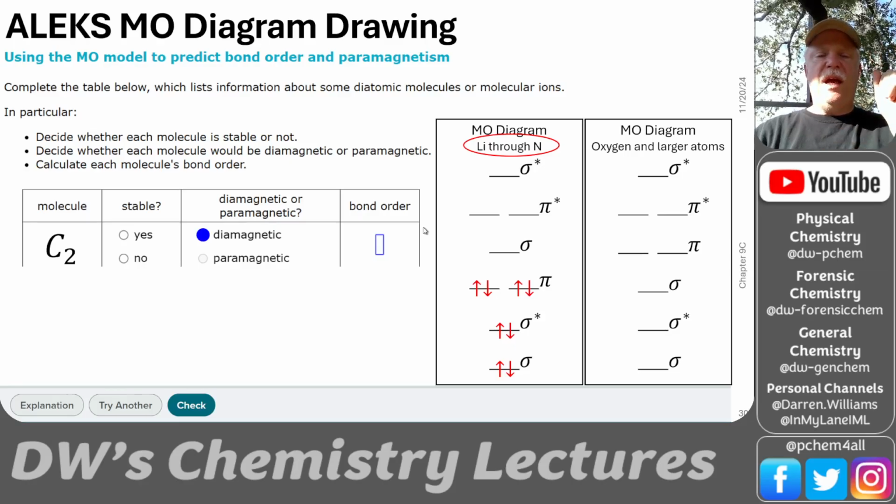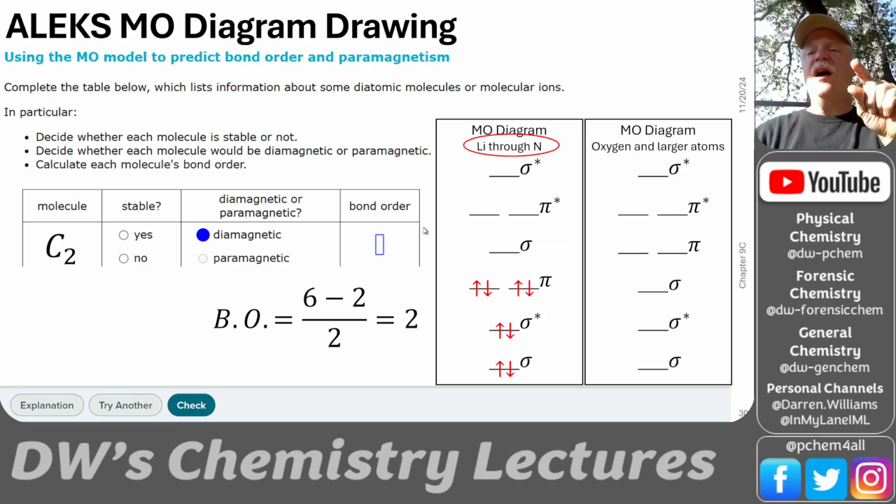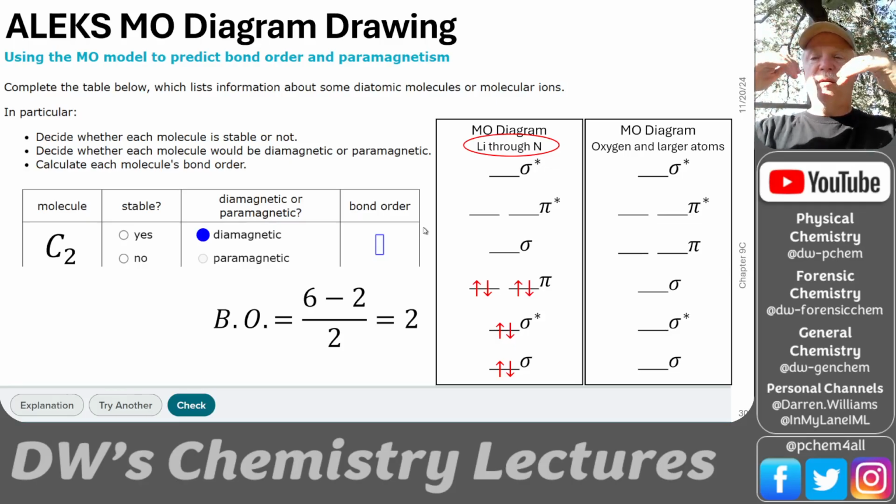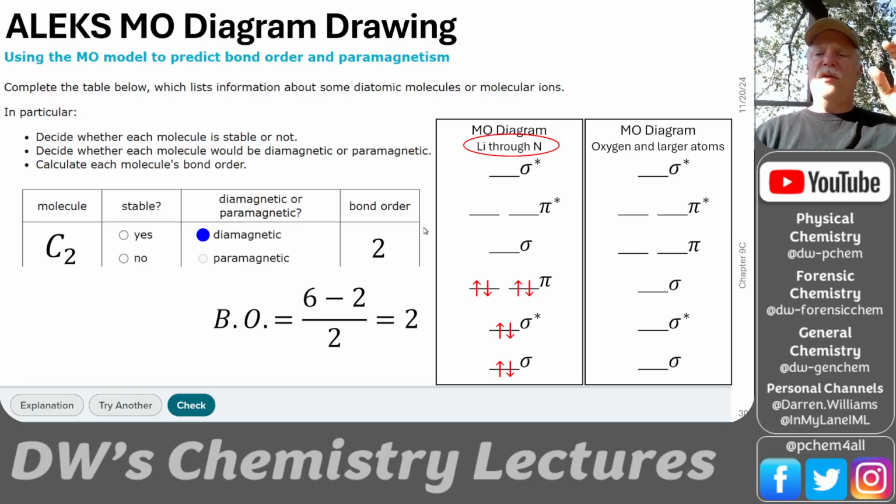Everything's paired up. And the bond order is 6 bonding electrons. So you add up all the ones that are not starred and subtract the ones that are starred. So the ones that are not starred make the bond stronger, and the ones that are starred make the bond weaker because they're anti-bonding. So we take that difference, divide by 2, because it takes 2 electrons to make a bond, and in this case we have a bond order of 2. So the C2 molecule would have a double bond and a couple of lone pairs, 2 on each atom. Now, is this molecule stable? Yes, it has a bond order that's greater than 0, so yes, it's a stable molecule.